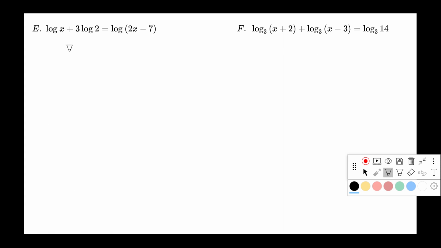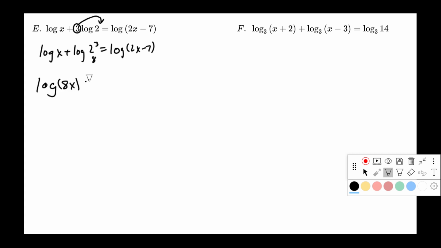All right, 2 more. Same idea. We have natural log of x plus 3 log 2 equals log of 2x minus 7. On the left, first thing I can do is take this 3, make it a power. So I have log of x plus log of 2 cubed equals log of 2x minus 7. Now I have 2 logs on the left that are added. I can put them in the same argument by multiplying. 2 to the third, that's an 8. So that's going to be log of 8x equals log of 2x minus 7.